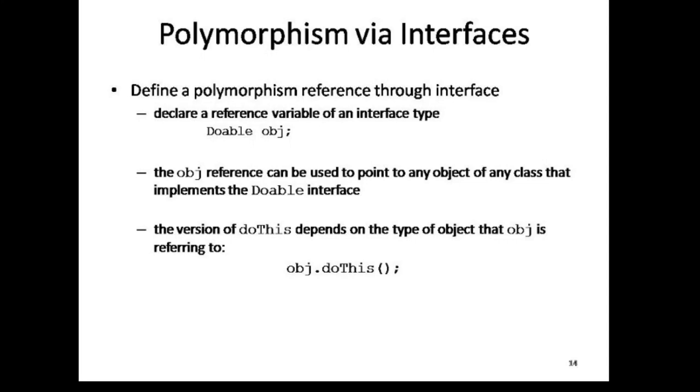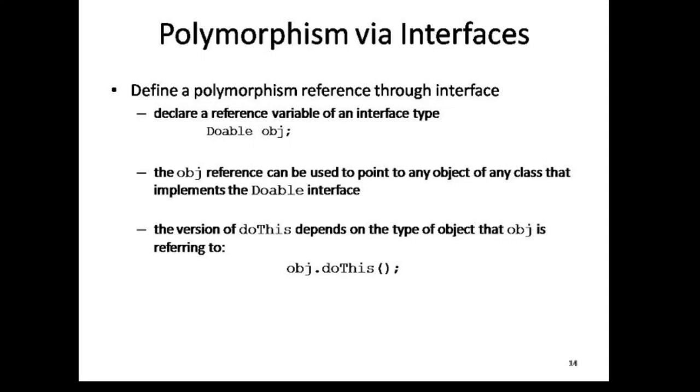Okay, but there are situations in which the polymorphic behavior is more useful at runtime. That is, the polymorphic behavior is decided at runtime. Define a polymorphism reference through interface. With the help of interfaces, we can provide polymorphism at runtime. Suppose we declare a reference variable of an interface type. Doable is an interface, and we are making an object. Now this obj reference can be used to point to any object of any class that implements the doable interface.